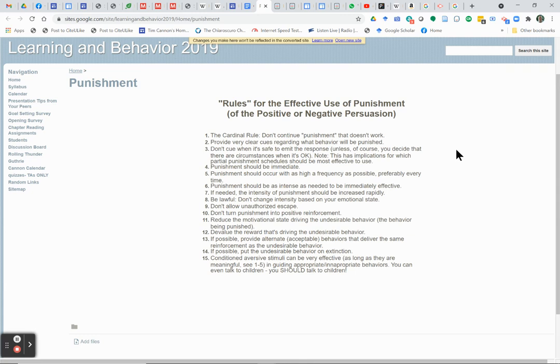So I hope you can learn something from this list. And I hope you can see that if you can't punish effectively, you probably aren't punishing, and you should look for alternative ways of affecting human behavior.